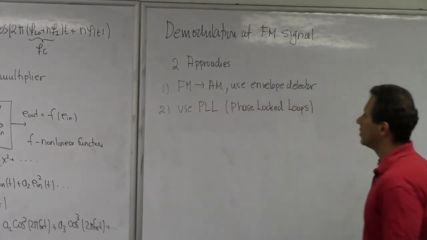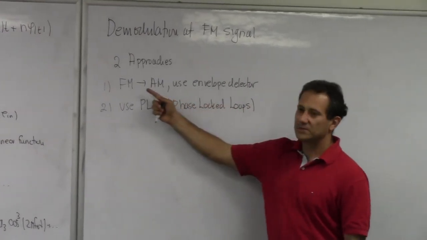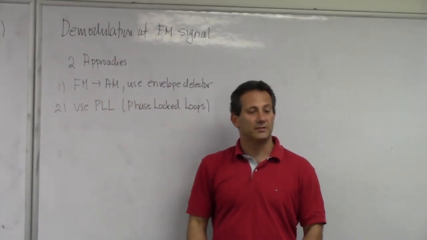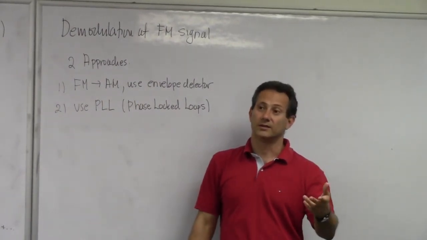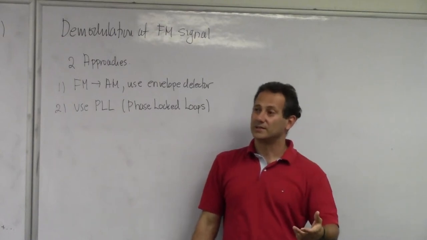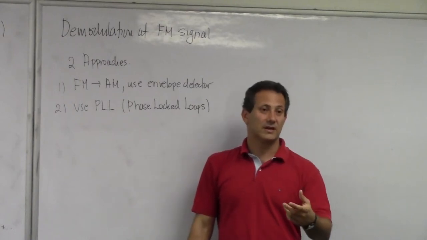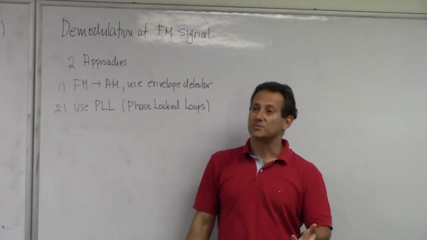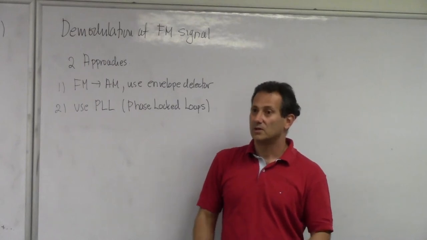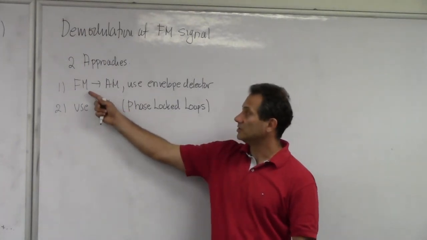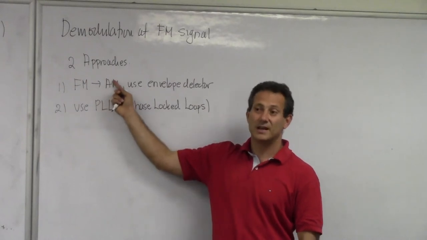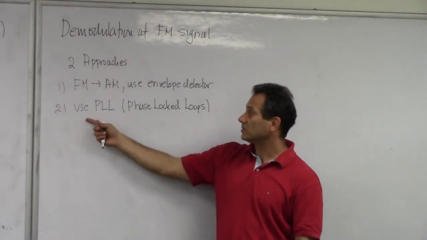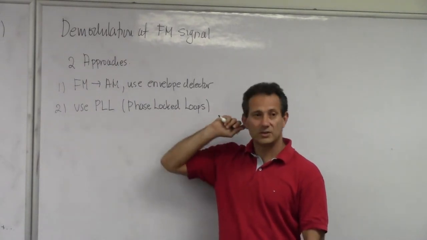In the first method, we take the FM signal, make it an AM, and then feed that to the envelope detector. If you remember, we liked the envelope detector a lot because it was a very simple device. It is asynchronous, you don't have to extract any frequency of the carrier, and it costs practically nothing. So we devise a methodology that takes an FM signal, makes it an AM at the receiver, and then demodulates that signal. The second approach is using something called phase-locked loops.